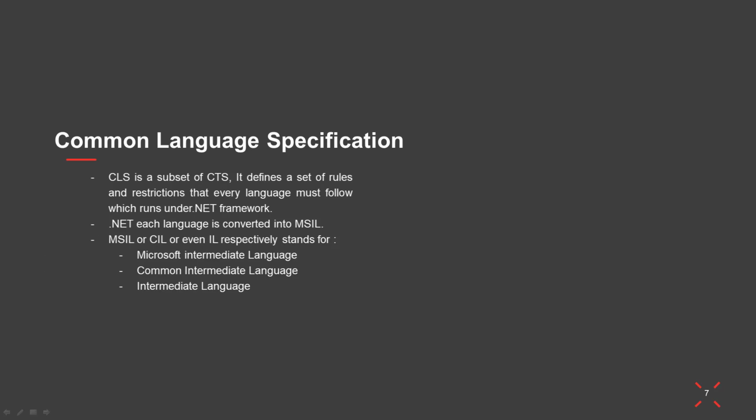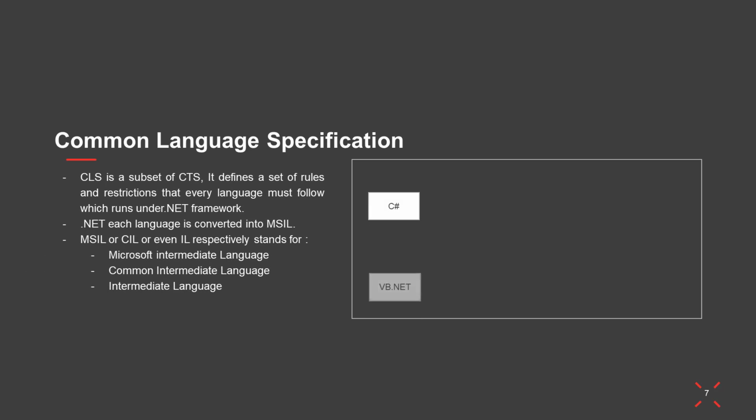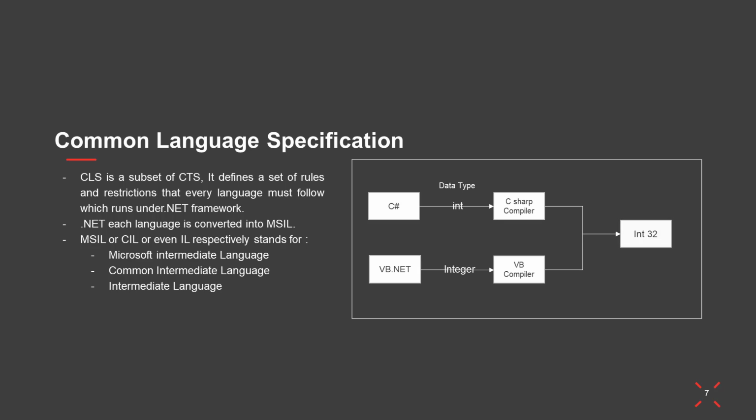So, what is Common Language Specification? CLS is a subset of CTS. It defines a set of rules and restrictions that every language running under .NET Framework must follow. For example, imagine you develop an application in C# and VB.NET. In C#, every statement has to end with a semicolon, whereas in VB.NET it shouldn't be written like that. So these syntax rules differ from language to language, but CLR can understand all languages' syntaxes.